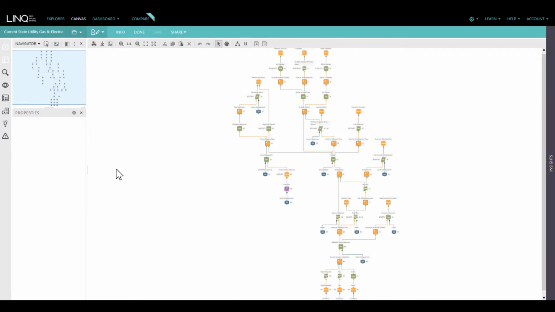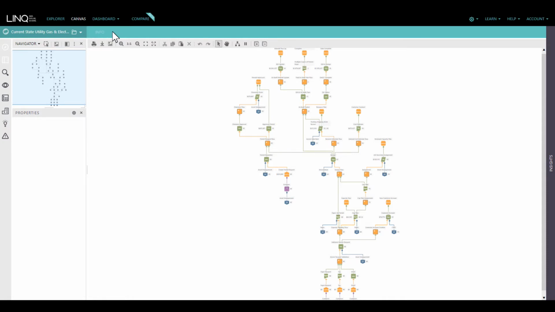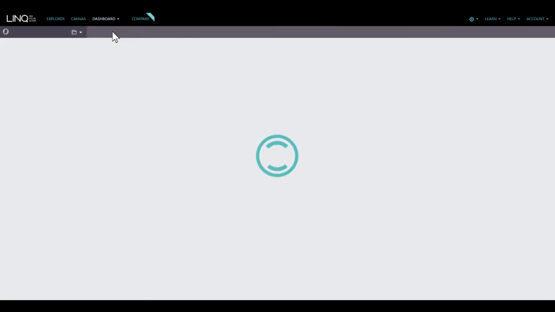We're now going to take that model of the current state and analyze it using LINQ's dashboards and insights. As we dig into the current state of the utility example, we're going to look for where there might be some challenges or things that can be fixed. Let's investigate the analysis tools. The first one is the balanced scorecard.